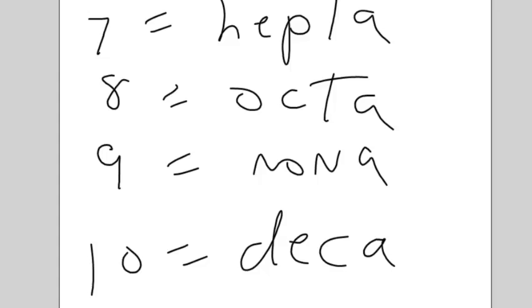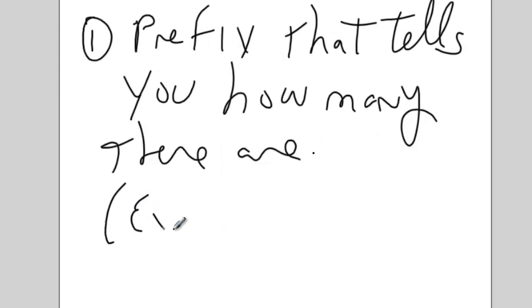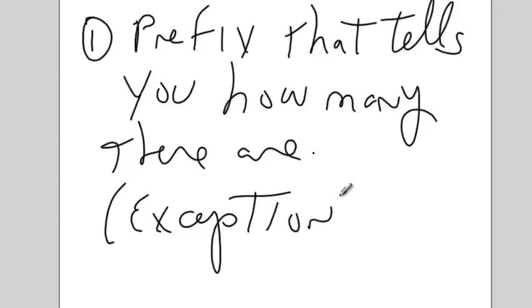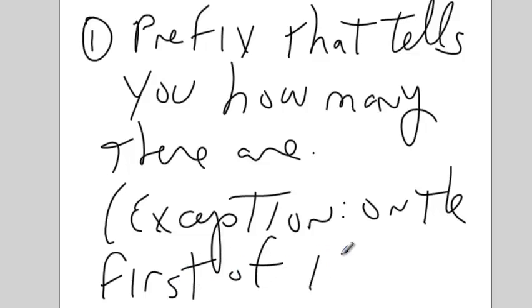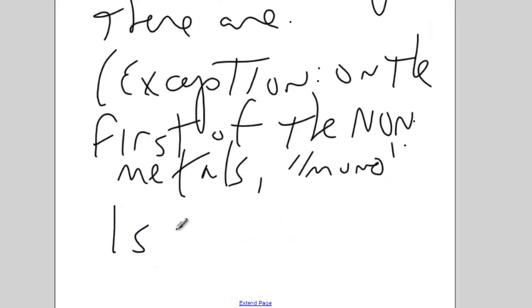So when you see a molecular compound, which is two nonmetals put together, there is a prefix that tells you how many of each there are. Now there is one exception to that. On the first of the nonmetals, if there's only one of the first one, and you would put mono, mono is usually dropped.